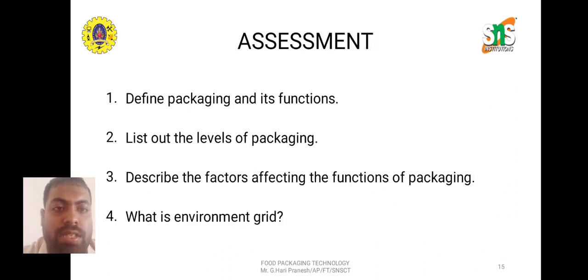Assessments. As an overall summary, first we discussed what packaging is and its functions like containment, convenience, communication, and protection, and the levels of packaging like primary, secondary, tertiary, and quaternary packaging, and the factors affecting the functions of packaging like the physical environment, ambient environment, and human environment. Then, what is an environment grid? It is a 4 into 3 two-way matrix in which the four different functions and the three different environments are present, and the packaging has to perform in one of the 12 cells.